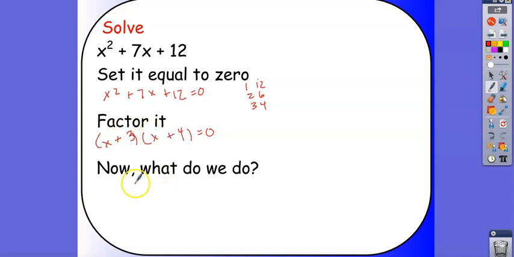Okay, now we're going to zip it. Well, what do you mean zip it? We're going to use the zero product rule. We're going to say x plus 3 has got to be equal 0, or x plus 4 has to equal 0, one or the other. We're going to zip it. We're going to use that zero product rule or product property. I'm going to say x has got to equal -3, or x has got to equal -4. And that's how I solve the quadratic.